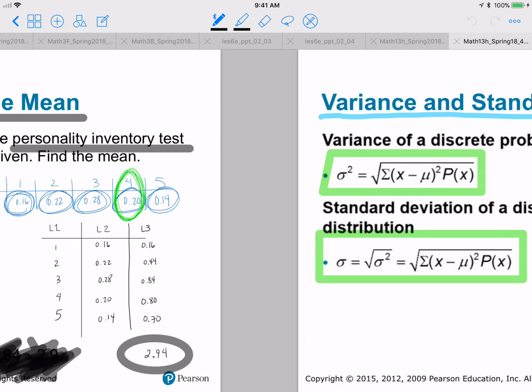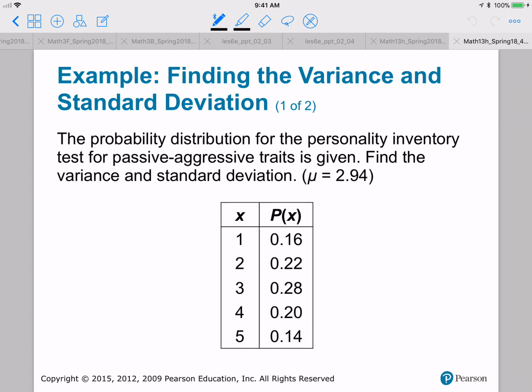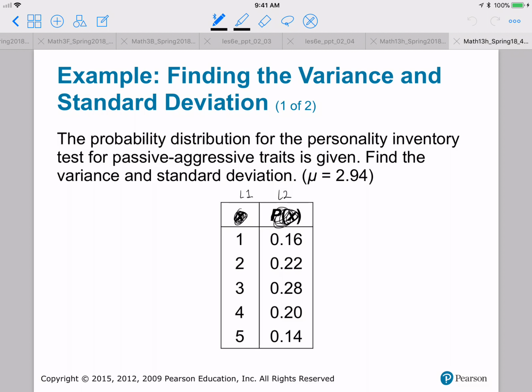Okay. Now let's calculate the variance and the standard deviation. Again, with the variance and the standard deviation, you're going to want to use technology. You already have essentially the probability distribution that you're going to put into your calculator. So this is going to be L1, and your second column is going to be your L2. Okay? Now, the third column.